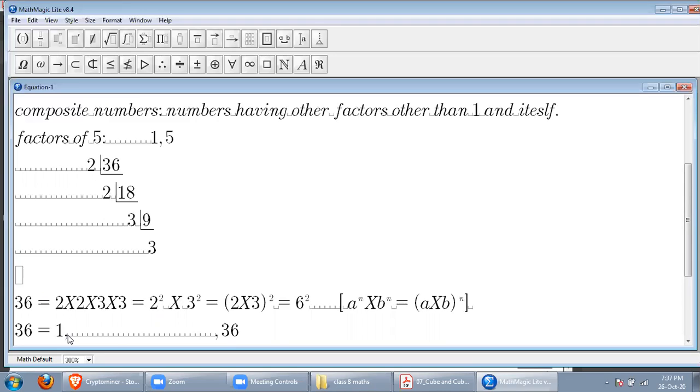Next, you take one prime factor. 2 occurs here, so just write a single 2. Then check for another prime factor other than 2. Yes, it is 3 here, so you write 3. Is there 5 here? No, you will not write. Is there 7 here? You will not write. 5 and 7 are also prime numbers, but since they do not occur here, you will not write them.